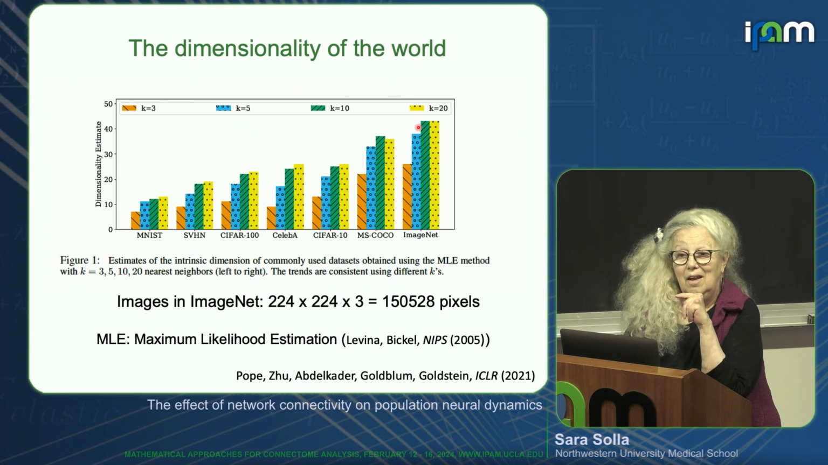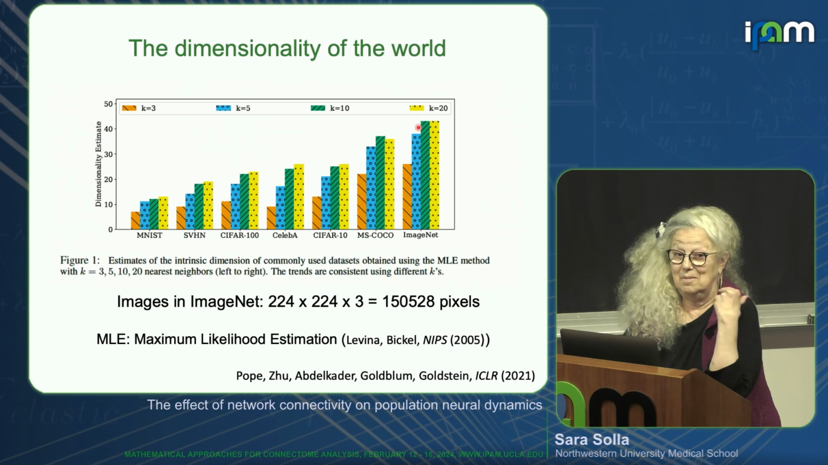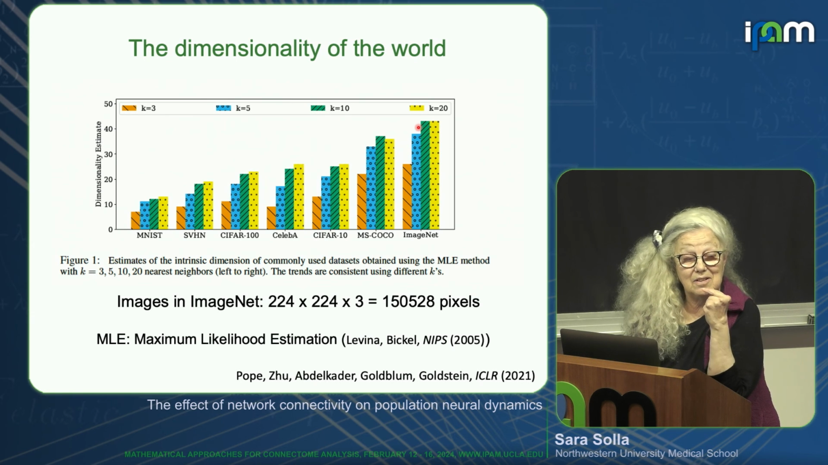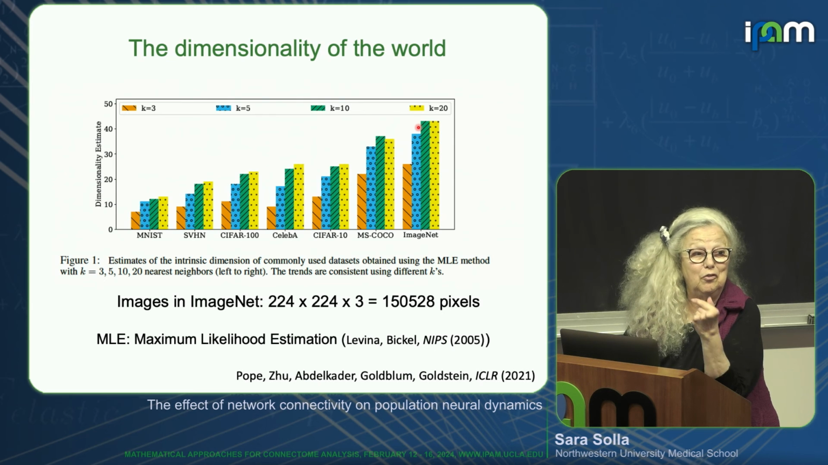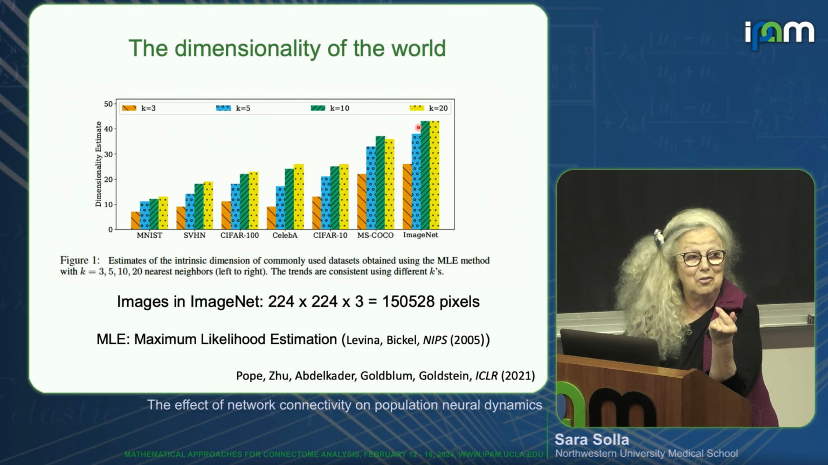If I believe that ImageNet is in some sense a representation of the world, our brain has evolved by looking at images that live in a 40 or 50 or maybe 100 dimensional manifold.